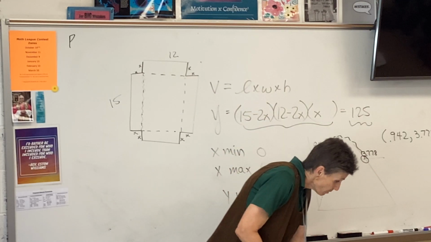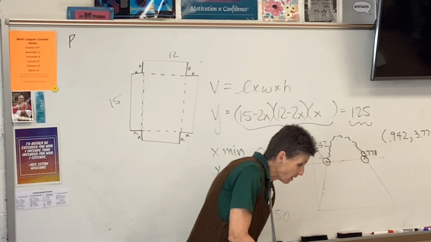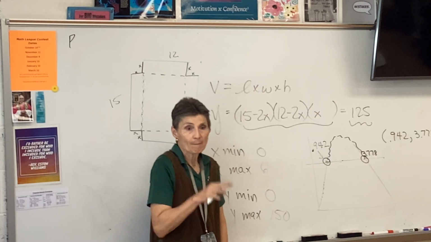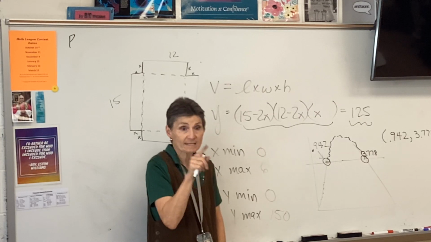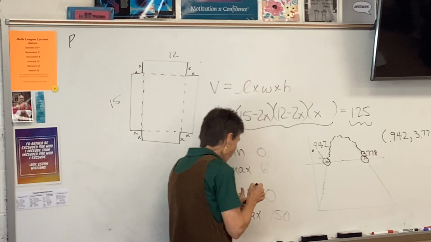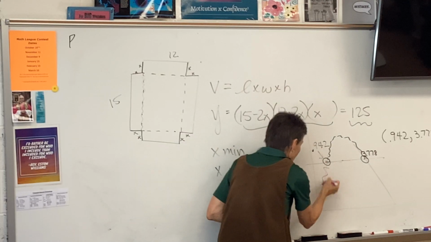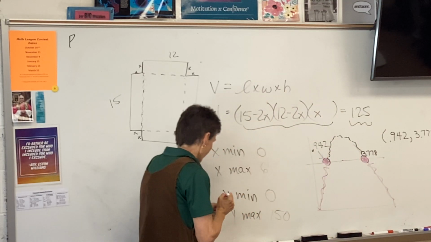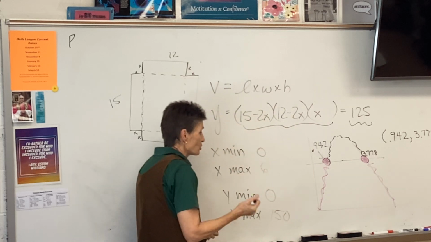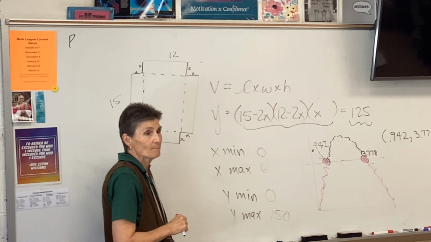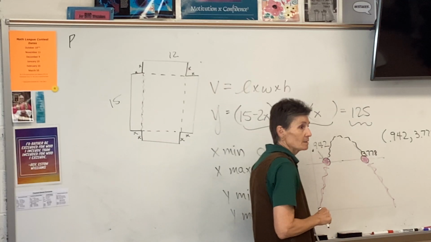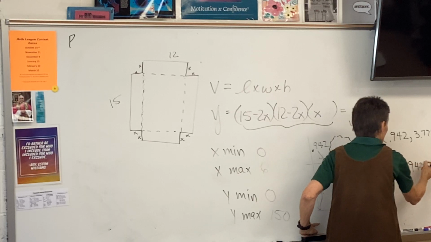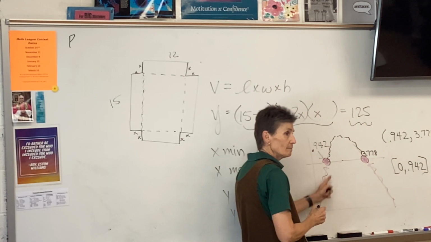And then, what size should be cut to yield a box with a volume of at most 125? Well, what does that mean? At most 125. Less than or equal to? So now I'm looking at this part of my picture. This is question C. How are you going to answer that? Where do you start? 0 to 0.942. That's this part right here.